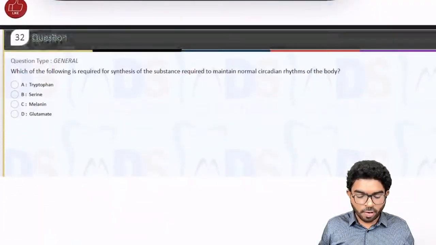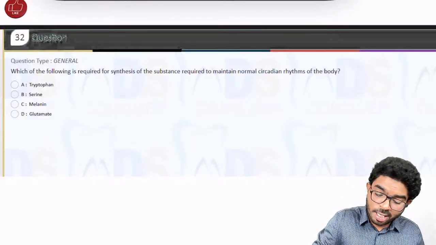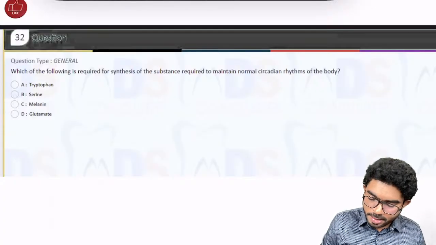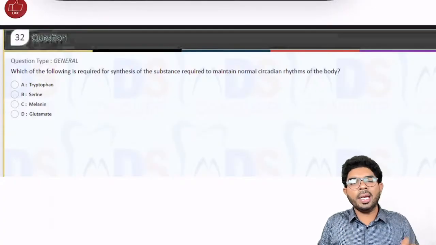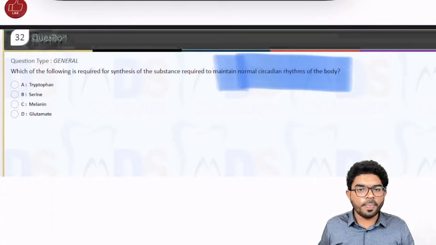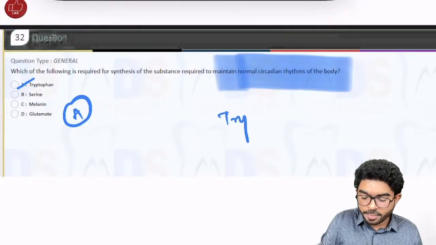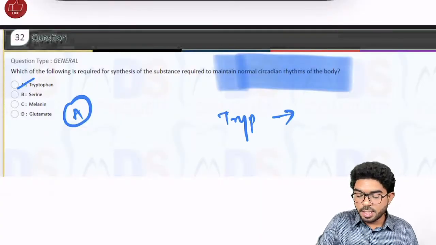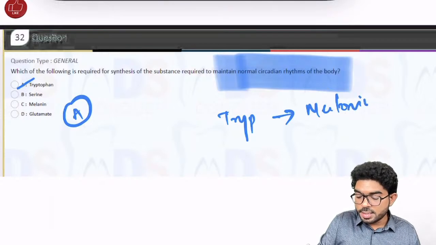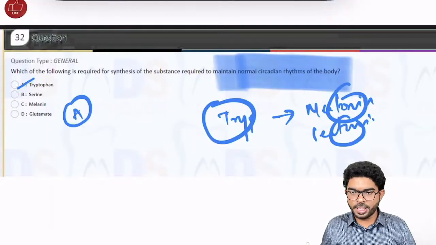Next comes, which of the following is required for the synthesis of the substance that is used to maintain the biological clock or the normal circadian rhythms in the body? So this is basically maintained by melatonin. Again, we have done this. Melatonin is obtained from tryptophan. So tryptophan will give rise to melatonin, serotonin. So the tonins are produced from tryptophan. The answer is option A, discussed in your regular classes.